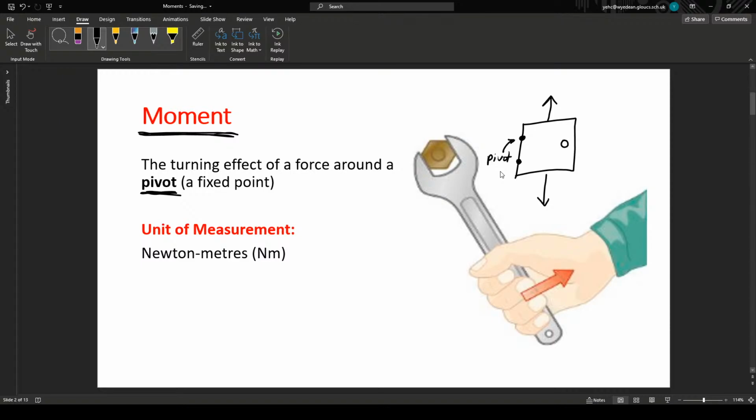One common mistake a lot of students make is thinking that a moment is a type of force, but it's not. It's not a type of force, it's the effect that a force has. And we have a new unit of measurement, which will make sense once we look at the formula to calculate a moment. It's in newton meters, shortened to Nm.